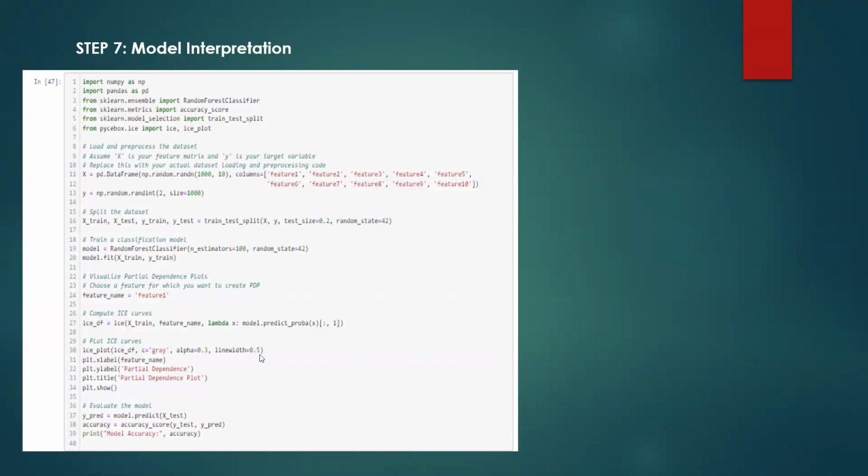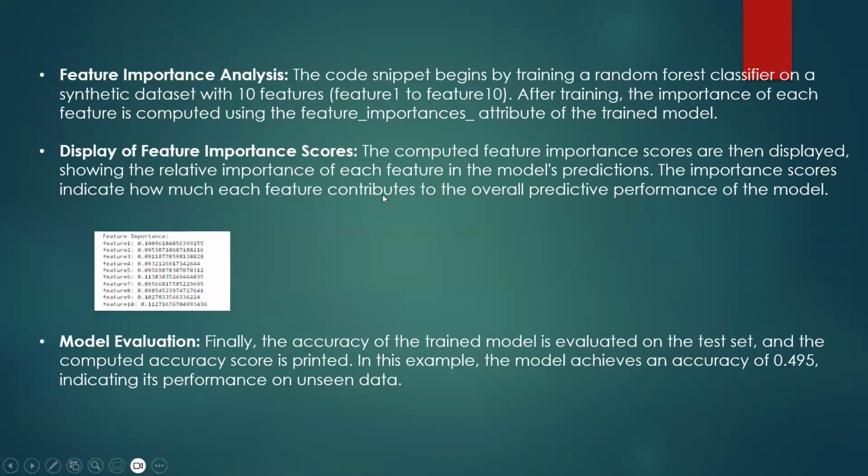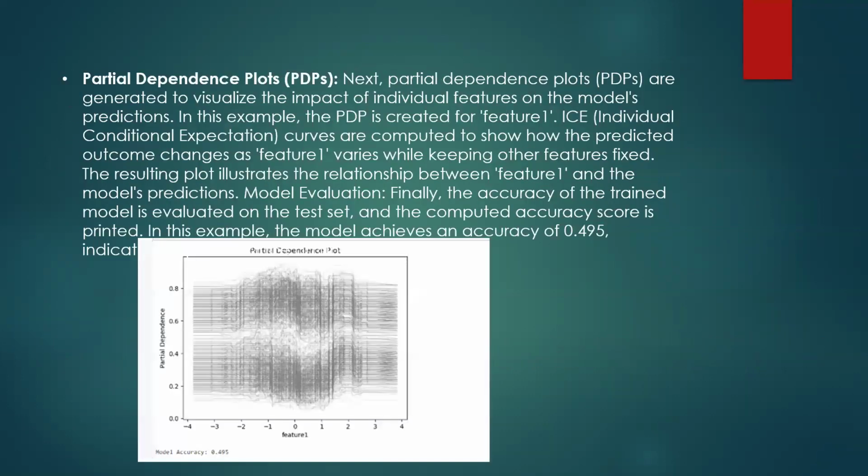Yeah, for model interpretation, next slide, please. As we can see here, we used a random forest classifier on a synthetic data set with 10 features to train our model. The computed feature importance scores are then displayed down below, showing the relative importance of each feature in the model's predictions. The importance score indicates how much each feature contributes to the overall predictive performance of the model. As shown here, the accuracy of the trained model is evaluated on the test set, and the model achieves an accuracy of 0.495, indicating its performance on unseen data.